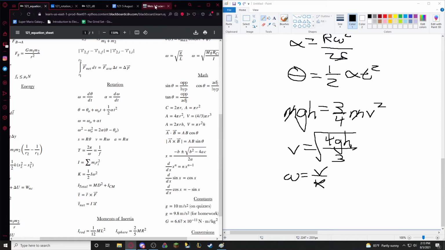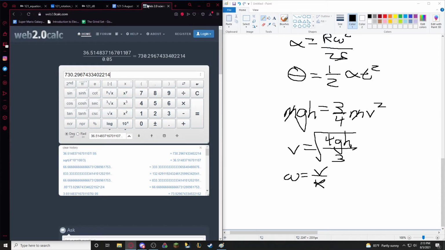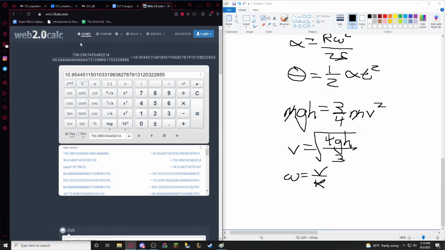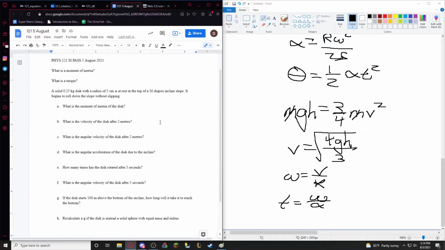Exactly. What's the initial? The initial is 0. So we just divide our final omega by our angular acceleration. So t is equal to omega over alpha, and we get a final time of about 10.95, just under 11 seconds to roll all the way down the slope. That's pretty fast. Do you have any questions about this? Yeah, that makes sense.